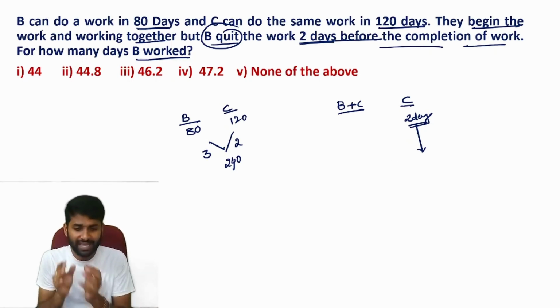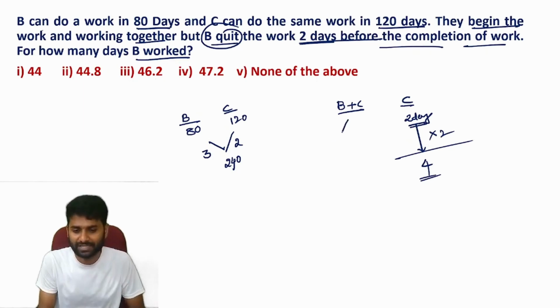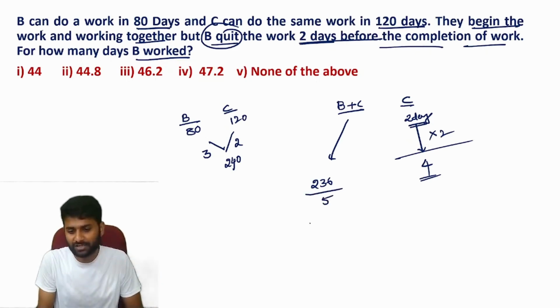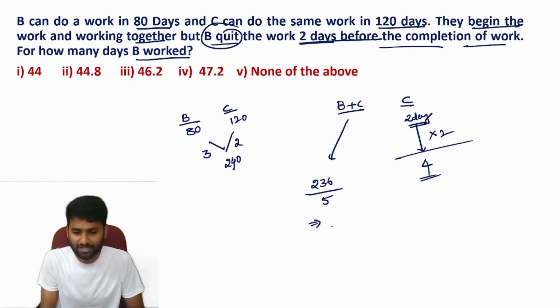According to his efficiency, in the last 2 days, how much is he going to complete? Every day 2 units. In the last 2 days, they are going to complete only 4 units. It means the remaining 236 units are completed by B and C initially. According to the efficiency, both complete 5 units per day for 236 units. How much time does it take? Now see, 5 4s are 20, 5 7s are 35, 5 2s are 10.